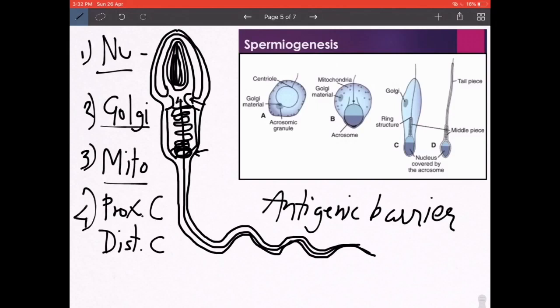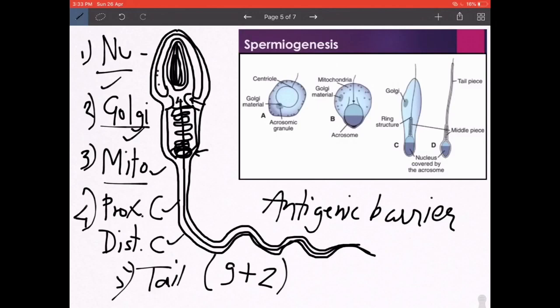Okay, great. So the process of spermiogenesis essentially includes condensation of the nucleus, coalescing of the Golgi bodies to form the acrosomal cap, mitochondria arranging themselves in the middle piece helically, proximal and distal centrioles arranging to the proximal and distal part of the middle piece, and the microtubules finally forming the tail in a typical 9+2 arrangement.